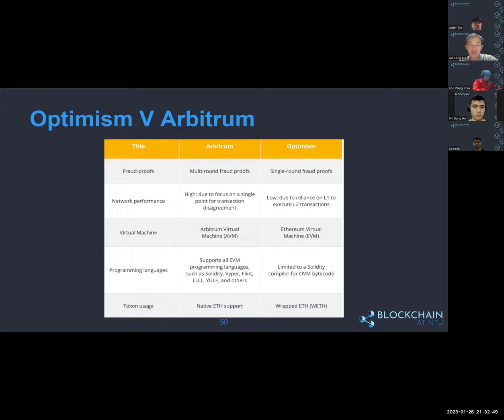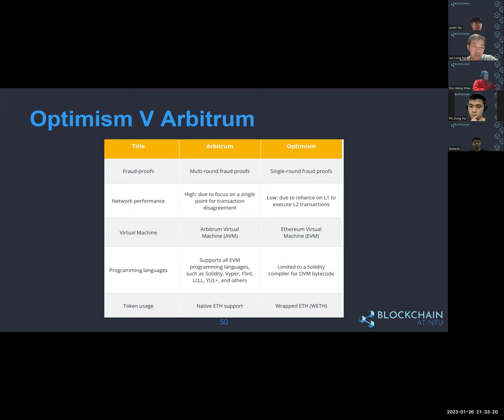As for developers looking to enter the Arbitrum or Optimism space, Arbitrum supports all EVM languages, with more popularity surrounding Solidity, Flint, and Viper. And Optimism is limited to only Solidity. So if you want to play safe, you could just learn the Solidity language. And on token usage, Arbitrum uses native Ethereum support and Optimism uses wrapped Ethereum.